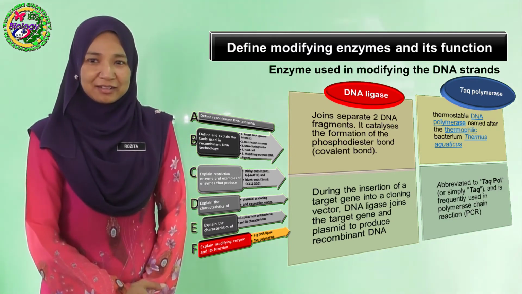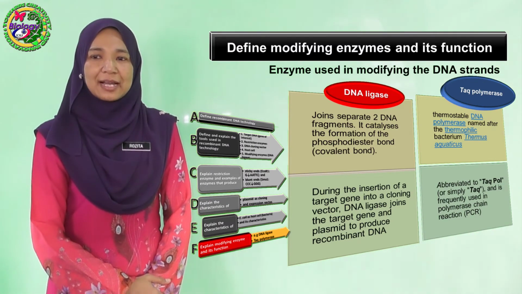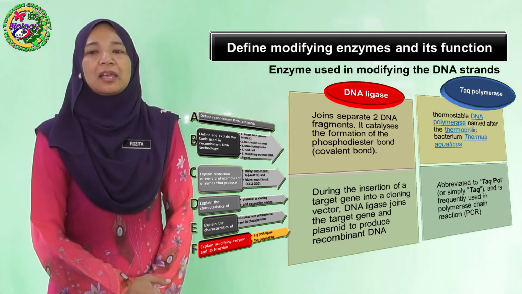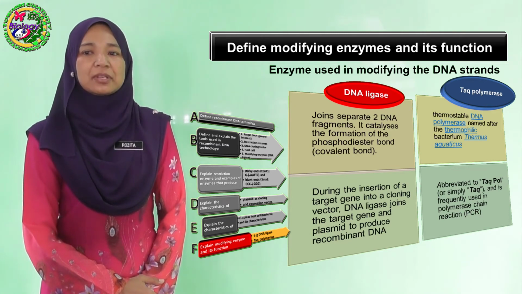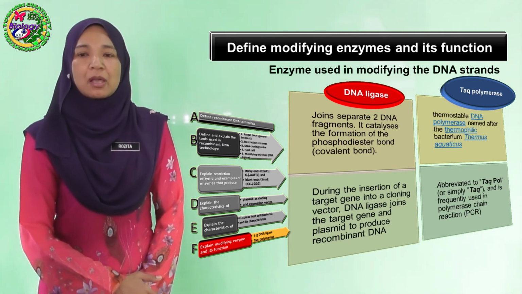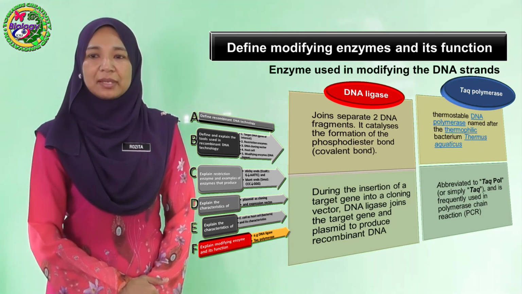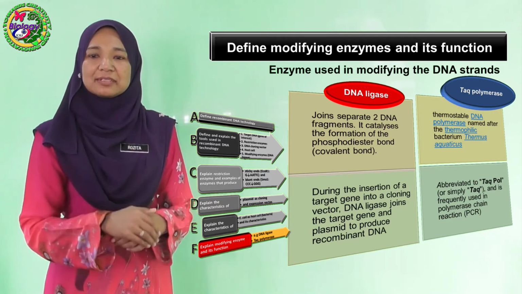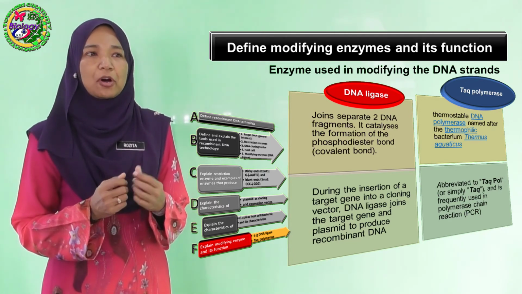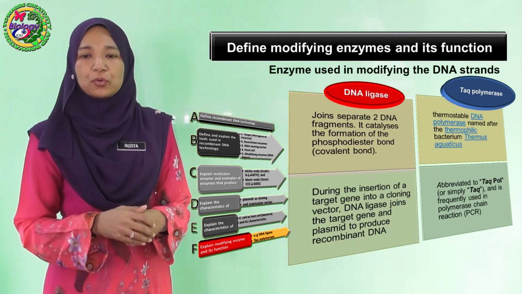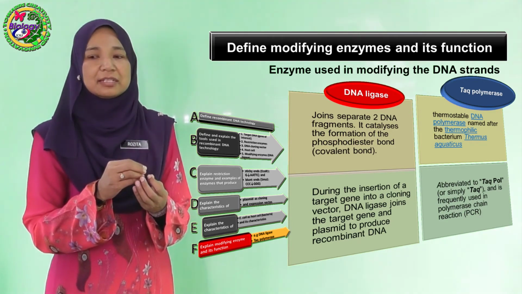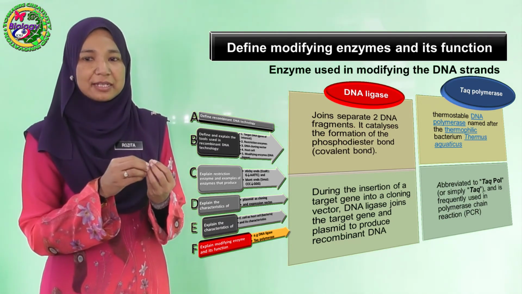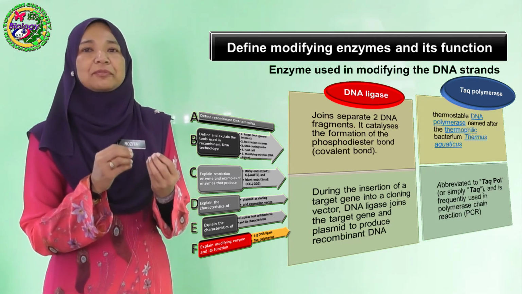Other than restriction enzymes, modifying enzymes are also important tools in recombinant DNA technology. The modifying enzyme is used in modifying the DNA strand. One type of modifying enzyme is DNA ligase. It functions in joining two DNA fragments. It catalyzes the formation of phosphodiester bonds during the insertion of the target gene into an open plasmid. DNA ligase joins the target gene and plasmid to produce recombinant DNA.